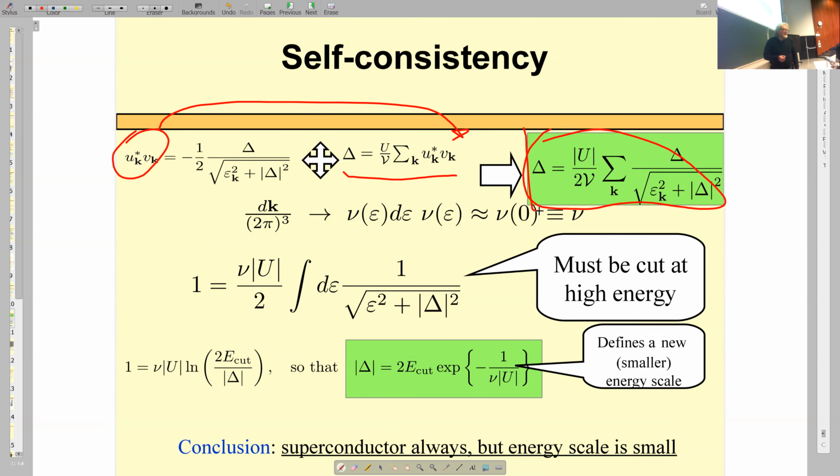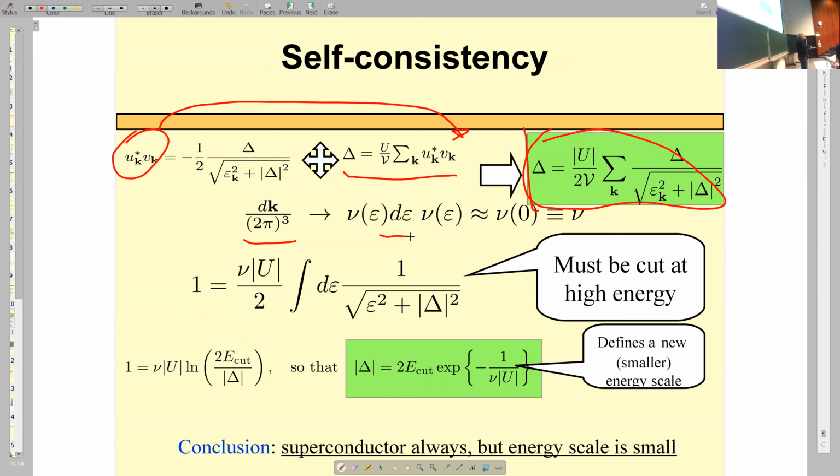Fine. I would like to integrate over energy instead of integrating over wave vectors. To this extent, and I believe it is similar to one of the homework problems. Oh, no, not yet. Sorry. To this extent, we just introduce density of states.